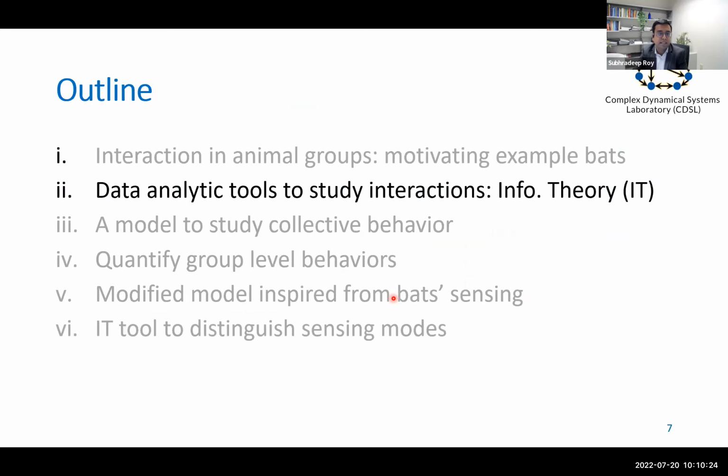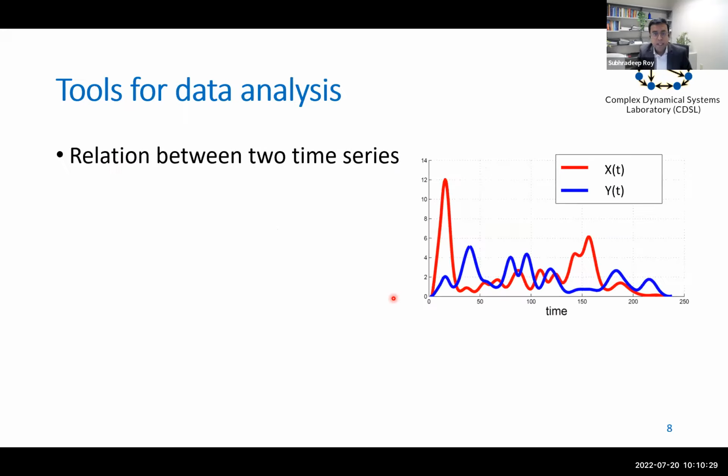With that, let's get started with the second component, data analytic tools. So what we are doing with these data analytic tools. Let's say we have 2 time series data, one in red marked as X and Y. You can think of these as coming from 2 bats, representing their curvature. High value of curvature means the bat is taking a very sharp turn.